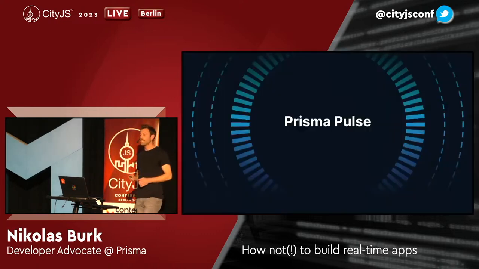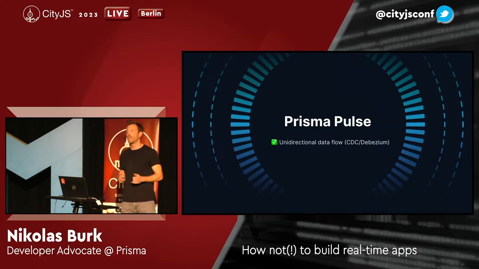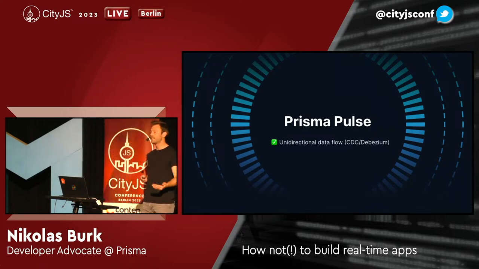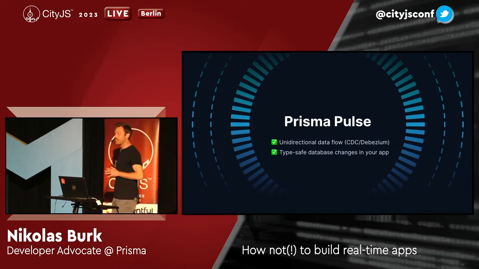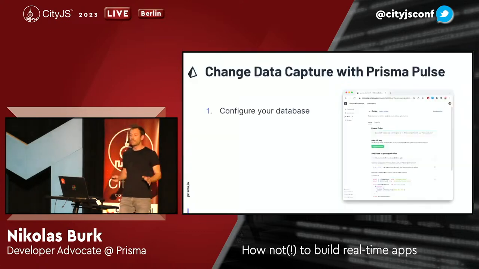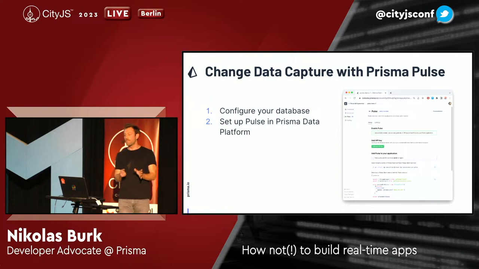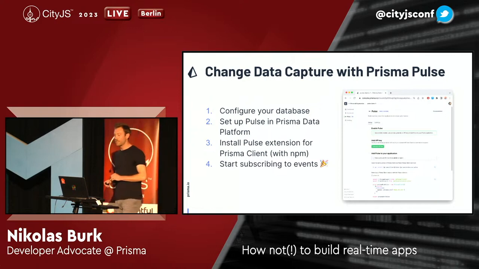At Prisma, we just built Prisma Pulse. Pulse is also built on the idea of unidirectional data flow. In fact, it uses Debezium under the hood. So we're actually running the Debezium instance for you, but you save all the overhead of operating and maintaining it. It sends type-safe database changes into your application, and it's fairly easy to understand and set up. All you need to do is configure your database, set up Pulse in the Prisma data platform, and install the Pulse extension for Prisma Client in your application, and you're ready to go to subscribe to events.